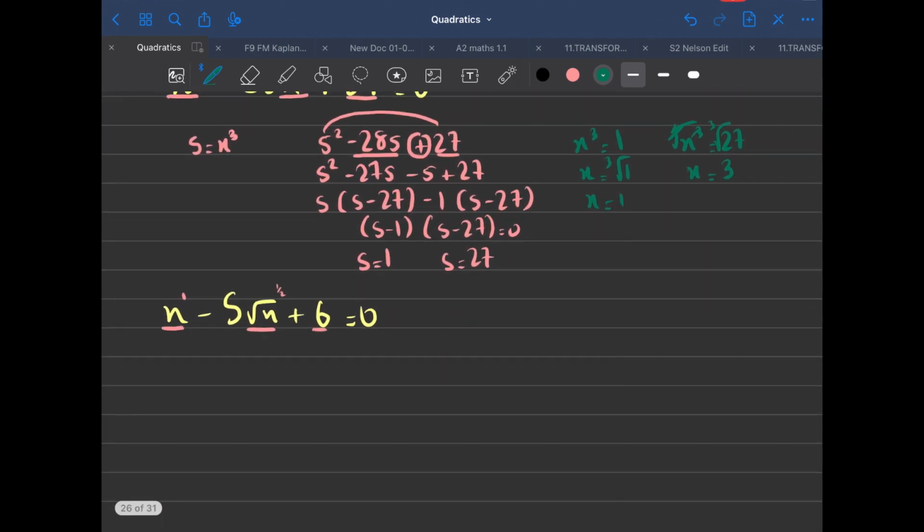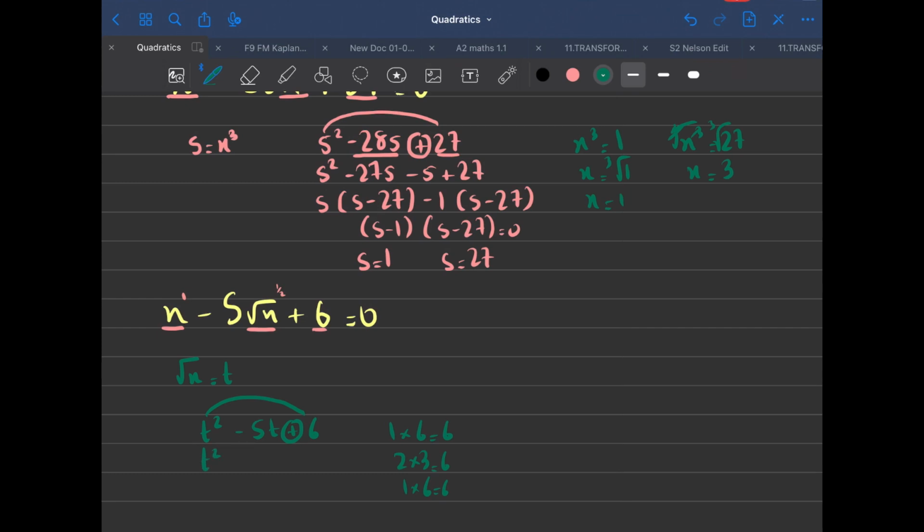In this case, let's make under root x as t. So it's going to be t square minus 5t plus 6. Now what are the factors of 6? So 2 into 3 and 1 into 6. The sign here is positive. We need to use factors which are added and make 5.